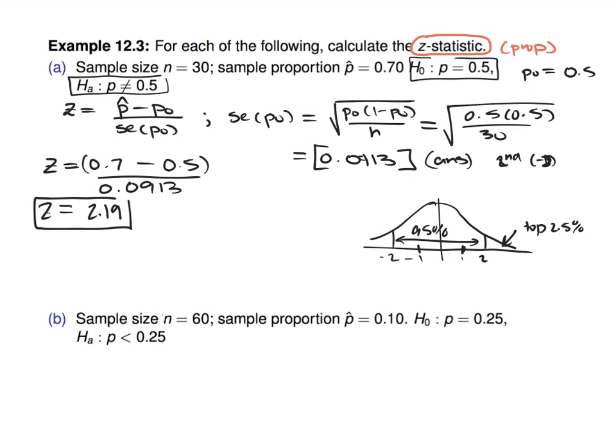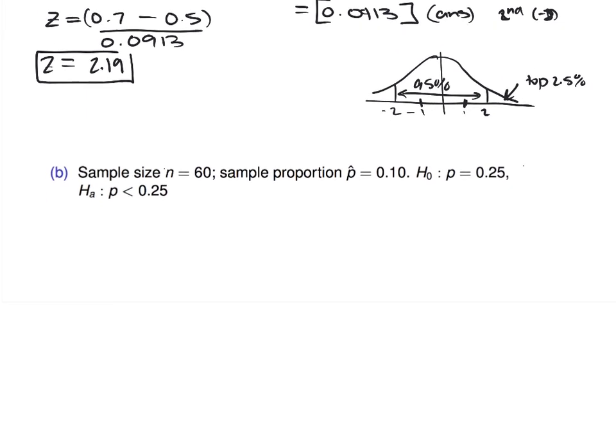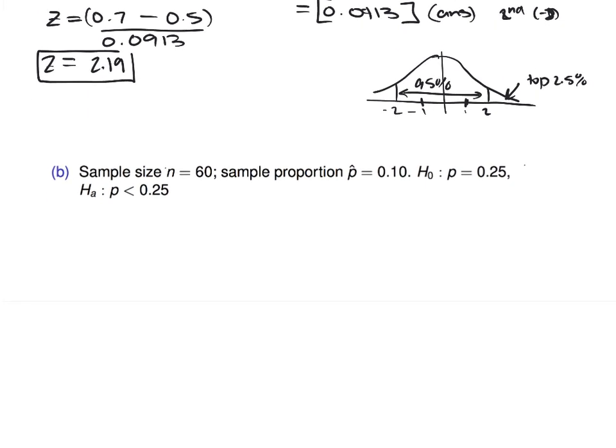All right, if the sample size is n equals 60, the sample proportion p hat equals 0.1, H naught is p equals 0.25, and HA is p is less than 0.25. Okay, so you're asking, is the fact that this is 0.1 evidence that the true p is actually less than 0.25? And it seems quite likely because 0.1 is quite far away from 0.25.